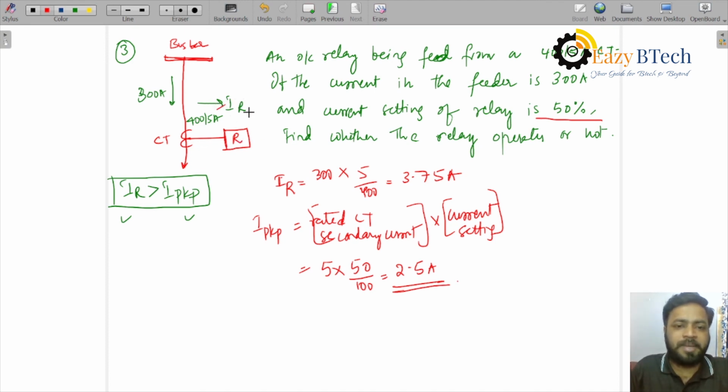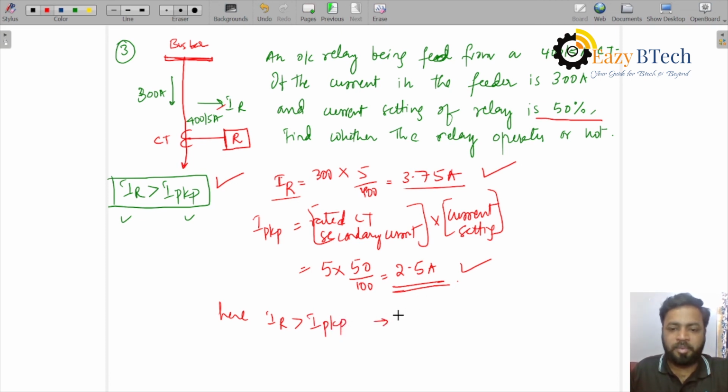But the current seen by the relay, IR, is 3.75 amperes. So we can clearly see that the current seen by the relay, IR, or the current flowing in the relay coil, is greater than its pickup. So this condition is being satisfied. If this condition is being satisfied, the relay operates. So we can say here IR is greater than I pickup, so the relay operates.